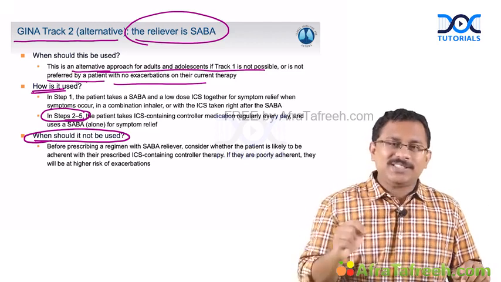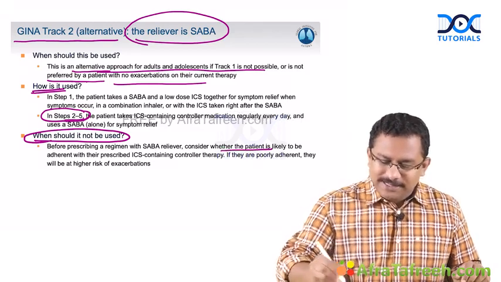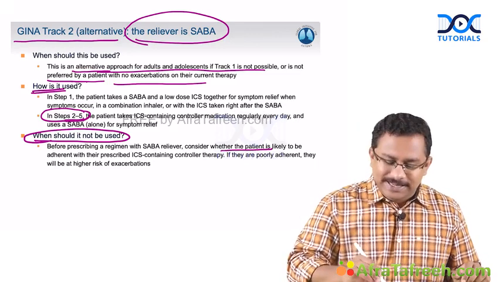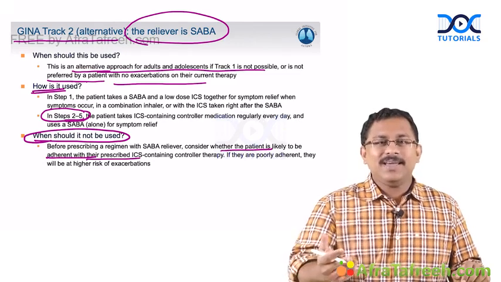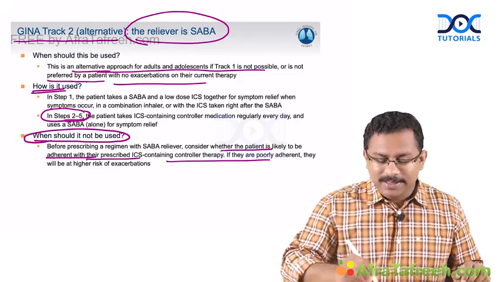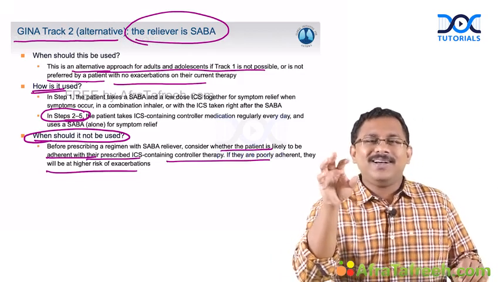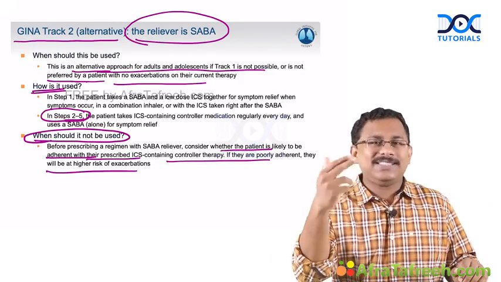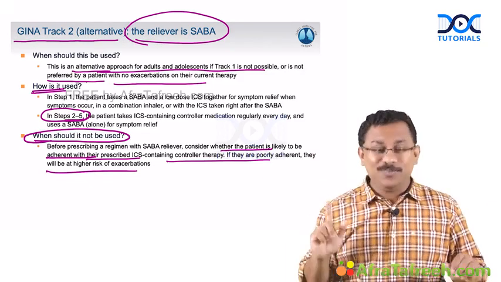So you check whether the patient is likely to be adherent to the ICS controller therapy as well. If he is not likely to be adherent, then it might be counterproductive. When you give a SABA alone treatment, there is a higher chance of exacerbations, so it is going to be counterproductive. Do not do that. I hope that is clear.